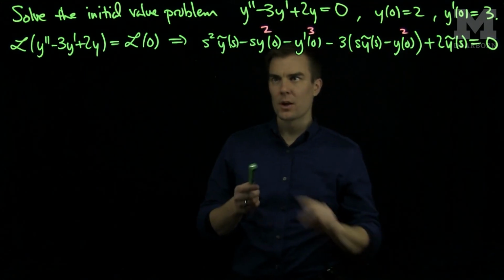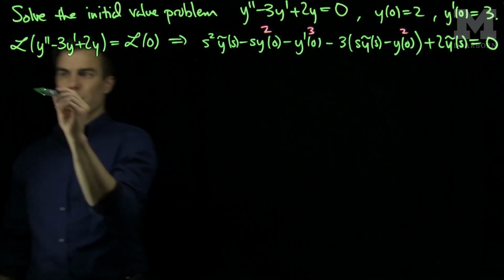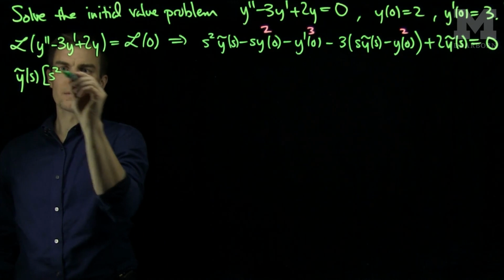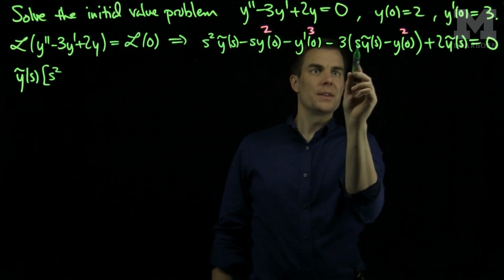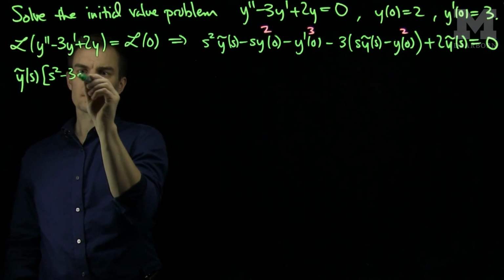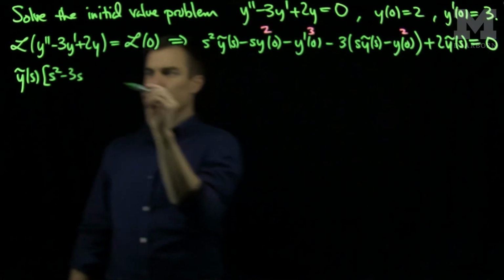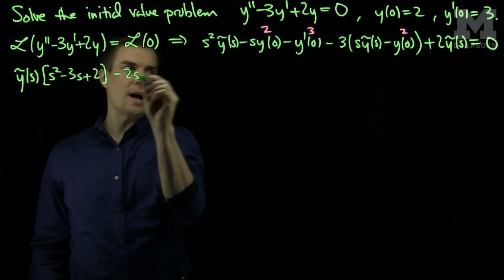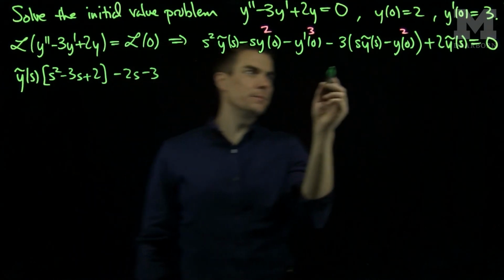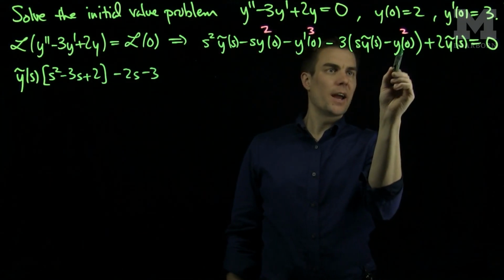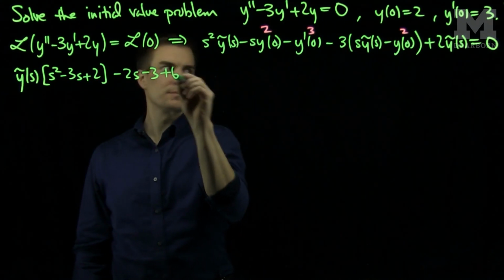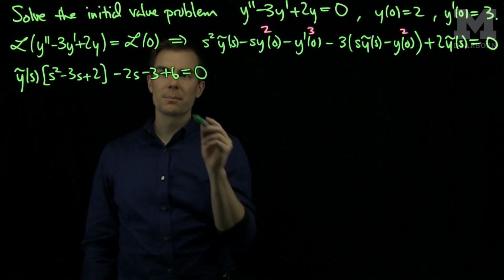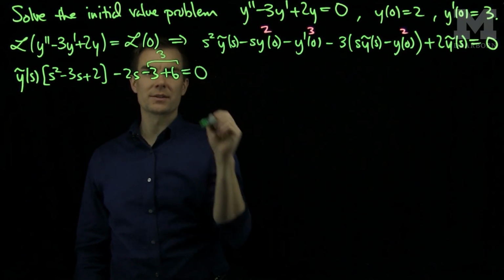So we'll simplify. The coefficient of y tilde of s, we'll gather those terms. So y tilde of s is being multiplied by s squared. It's being multiplied by negative 3s. And it's being multiplied by 2. The other terms that are left are a minus 2s, a minus 3, and then a negative 3 and then a negative 2. That will be a positive 6. And then those would be all my terms set equal to 0. Now we'll simplify. Over here I'll have a positive 3.